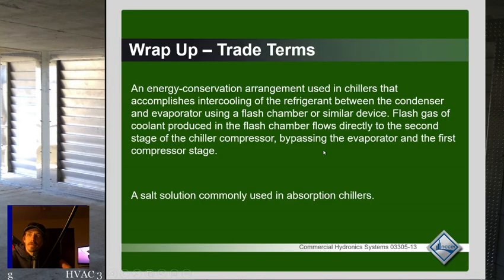Alright, wrap up trade terms. An energy conservation arrangement used in chillers that accomplishes an intercooling of the refrigerant between the condenser and evaporator using a flash chamber or similar device. Flash gas of coolant produced in the flash chamber flows directly to the second stage of the chiller compressor, bypassing the evaporator in the first compressor stage. It is a flash economizer.